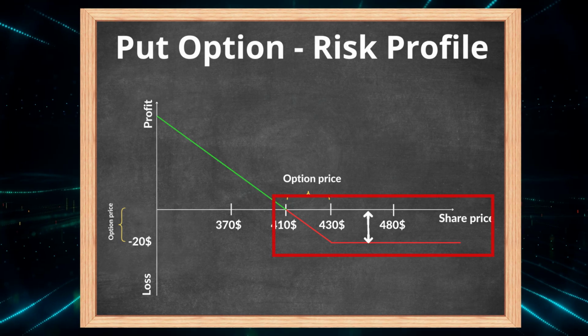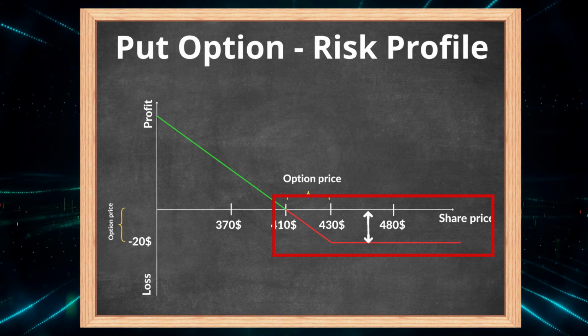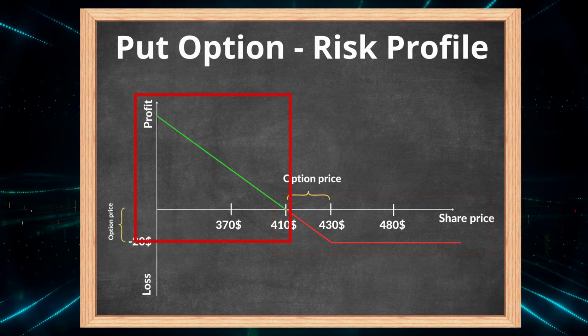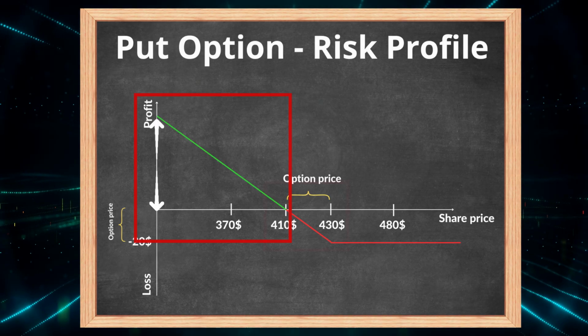Maximum loss is limited to the premium paid, $20 per share or $2,000 in total, and it won't increase even if the stock price soars. Maximum profit is capped. It occurs when the stock drops to zero. That's the limit of the upside.